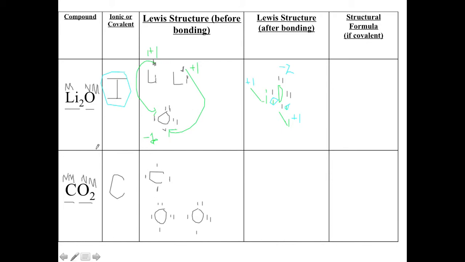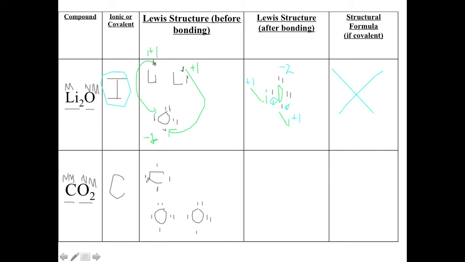Now let's do the covalent one, and then you'll know everything you need to do for the test. This column, it says structural formula if covalent. I knew that this Li2O was ionic, so I'm just going to put a big X through that column because I don't have to do it this time.